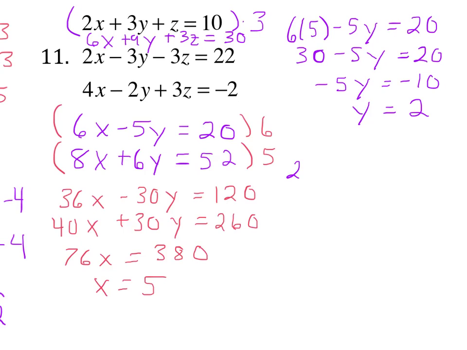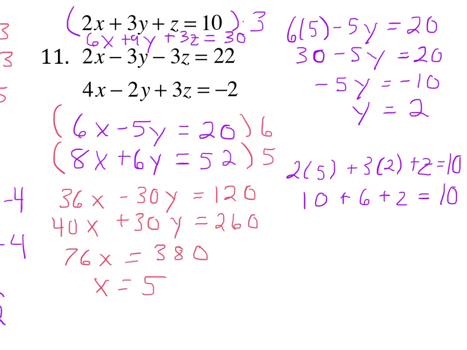So 2 times 5 plus 3 times 2 plus z equals 10. So 10 plus 6 plus z equals 10. So z will equal a negative 6. So my final answer is 5, 2, negative 6.